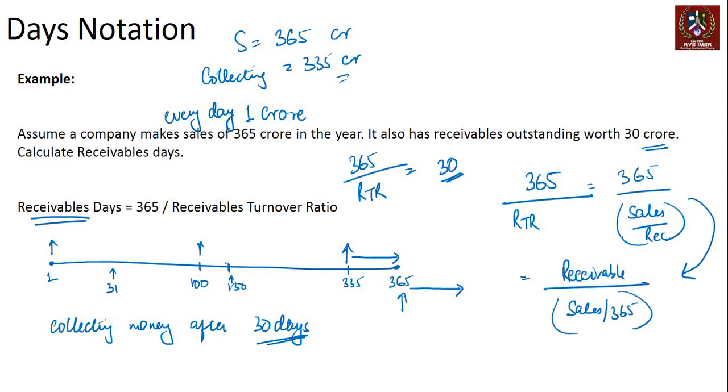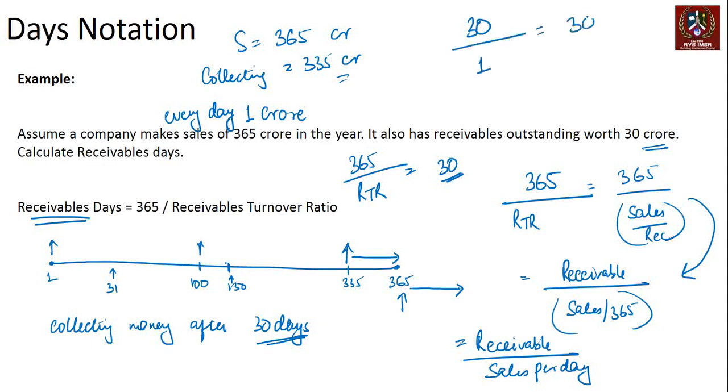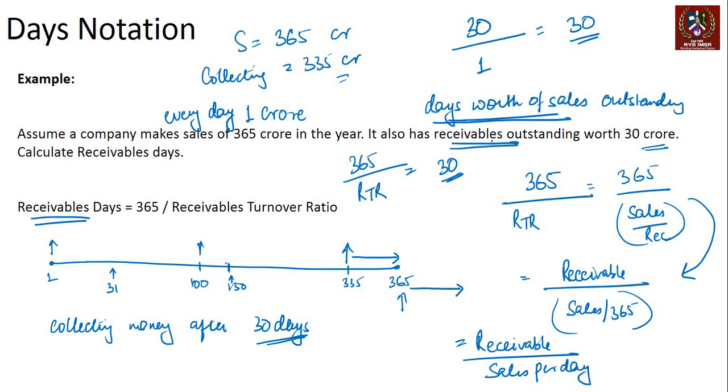Receivables can go up, 365 can come down. What does that mean? That means receivables by sales per day. Let's apply this formula. Receivables in our question is 30, sales per day is 1, we get 30. In other words, how many days worth of sales is outstanding as receivables? That's what we were calculating when we were looking at the day notation.